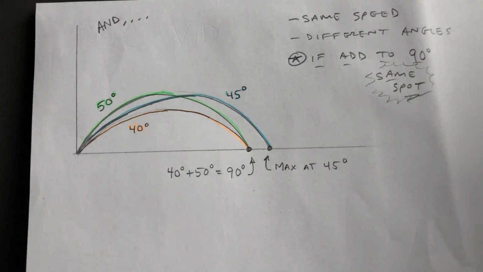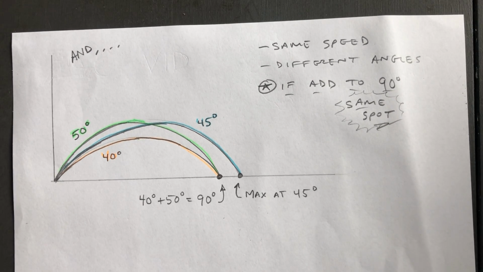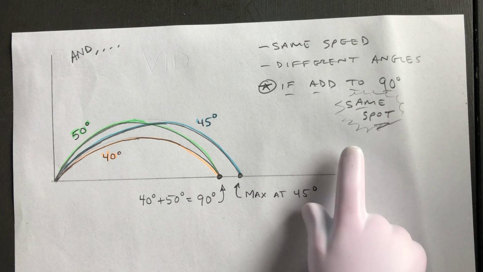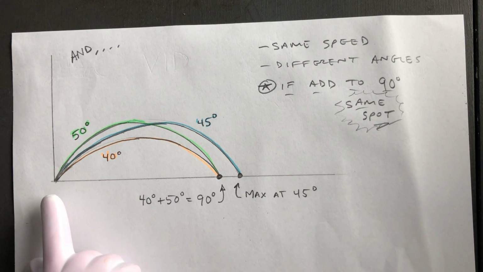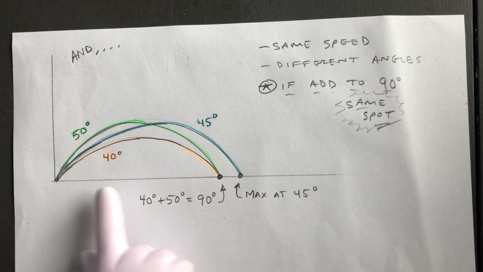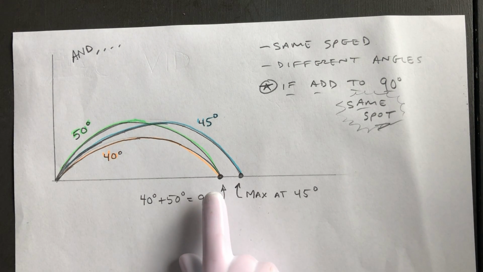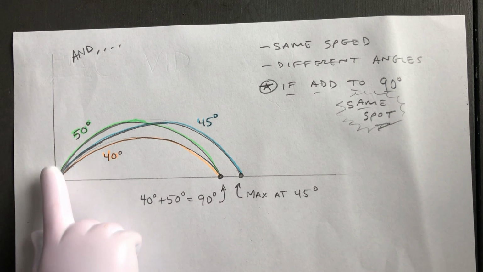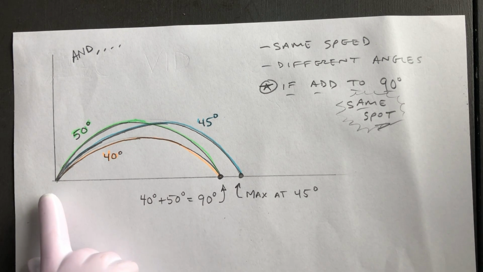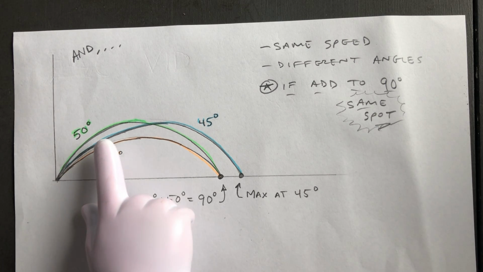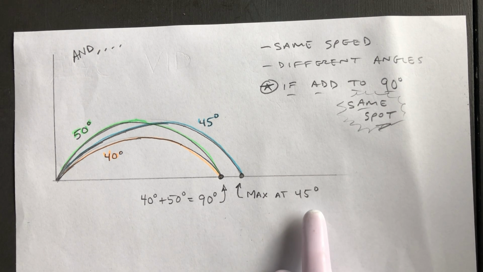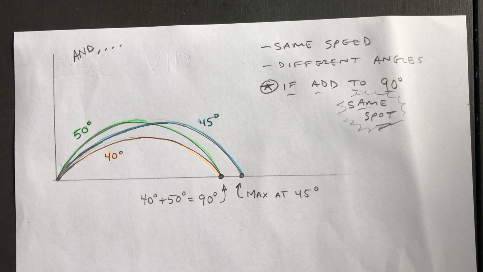And finally, one more big idea with projectile motion is what happens when you fire things at the same speed at different angles. If they both add up to 90 degrees, they will land in the same spot. So for example, I fire something at 40 degrees, fire something at 50 degrees, same speed, 40 plus 50 is 90, they'd land in the same spot. Obviously, you take 90 degrees and half of that is 45 degrees. So 45 degrees would be the maximum that you can fire a projectile at, maximum at 45 degrees. Hopefully this helped you out with projectile motion.